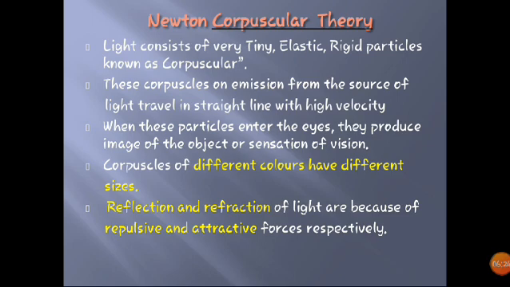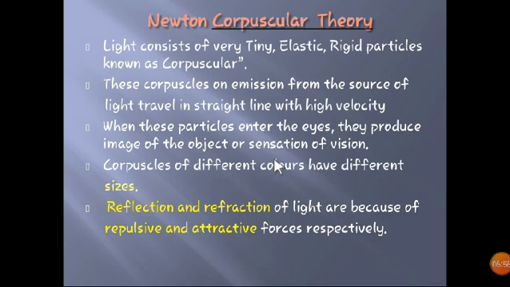Third was, when these particles fall on the retina of our eye, we get the sensation of light and we can observe the image which is there in front of our eyes. So this is the third postulate, or the third assumption, of Newton's theory. And the fourth one is that different colors of light are due to different sizes of corpuscles.